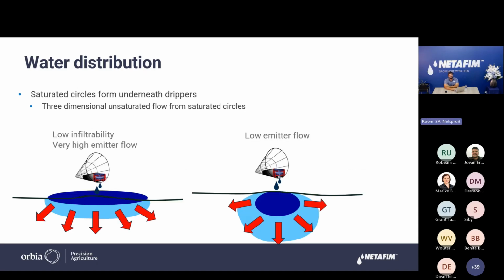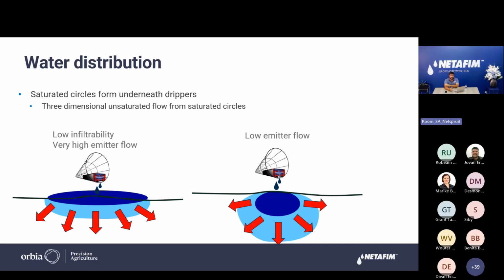When you combine a very high emitter flow rate with a soil that has low infiltrability, this is what tends to happen: you find ponding quite fast, and you struggle to get depth into that soil in that situation.